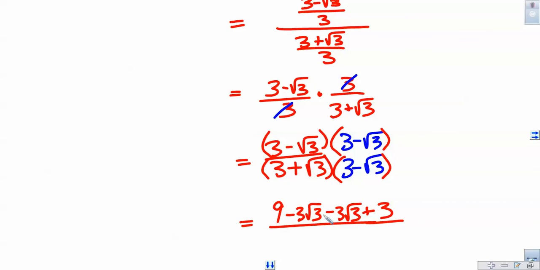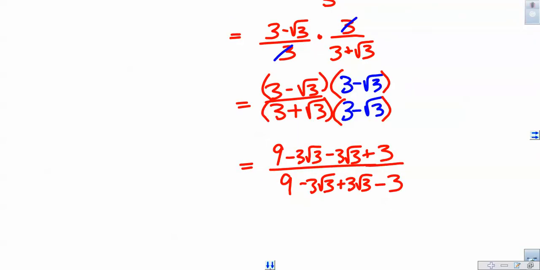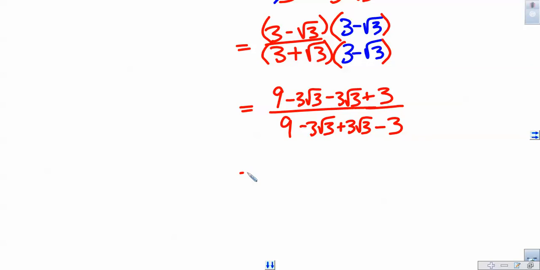Down below, we'll have our 9 again. Outside gives us negative 3 square roots of 3. Inside gives us a positive 3 square roots of 3. Those are going to add up to 0. And then positive square root 3, negative square root 3, negative 3. Whew, we're almost done with this thing, I promise.